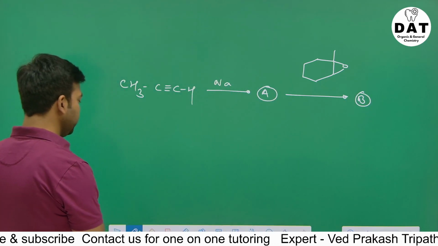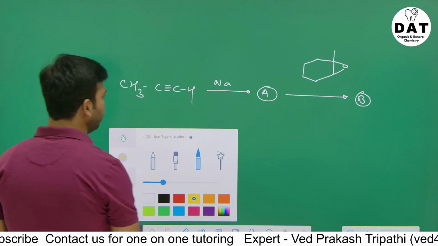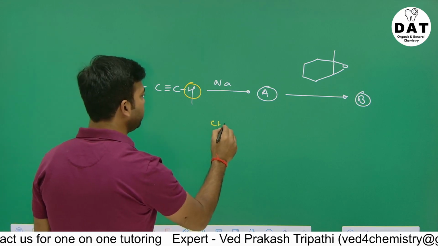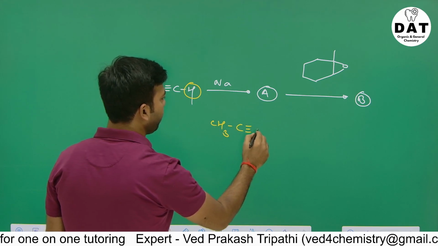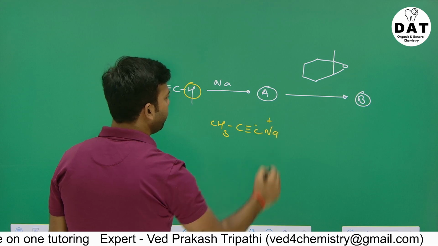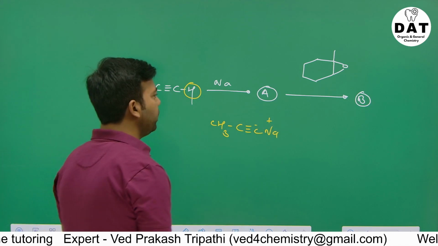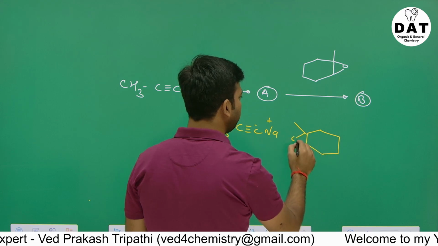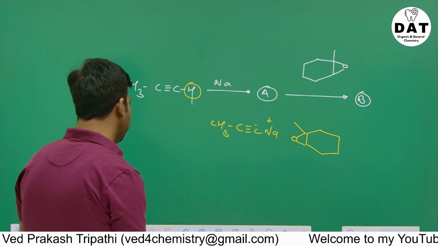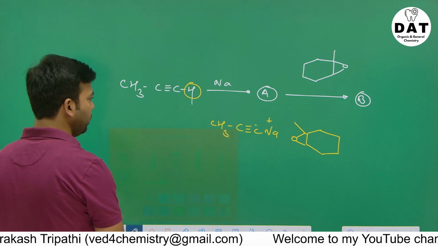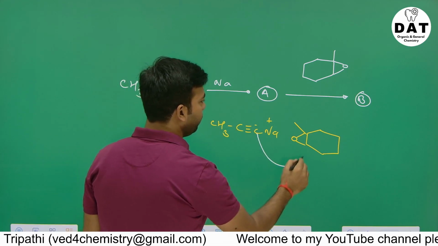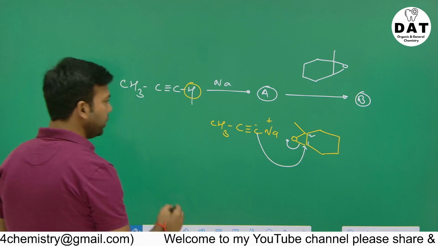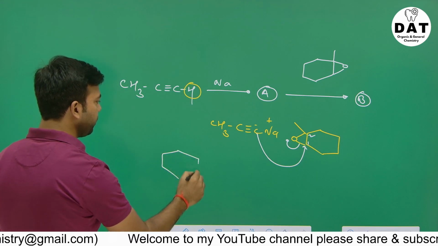So in that case, Na is a metal, so it will remove the acidic hydrogen of the alkyne. So A is very simple, this is. So this is a nucleophile in basic medium and we have this epoxide. So attack is very easy. SN2, this nucleophile will be here and this bond is going to break. Suppose this is 1, this is 2.